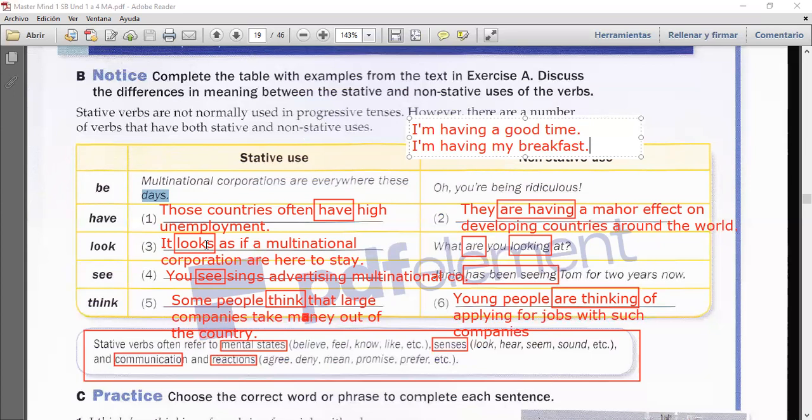Next, look. What are they looking at? Look is a stative verb, but if the action is happening at that time, it's possible to use it. What are they looking at? What are you looking at? Okay, because at that moment you're doing the action.